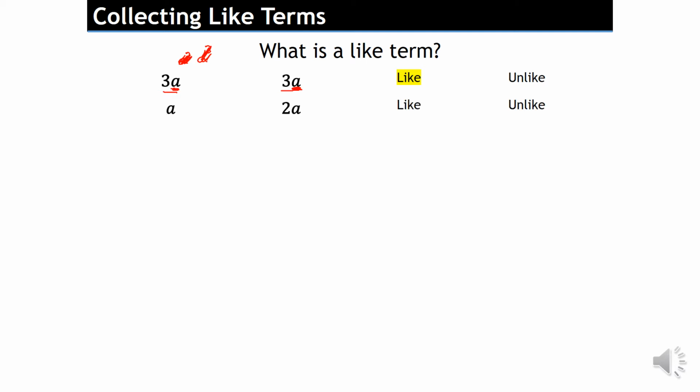Okay, so these two, look at the letter, does it have any powers? If it does, are they the same? Have a think, is this a like term? If you can remember this from earlier in the year, great, you can do this as a recap. Okay, so these two are like because they've both got a and they don't have any powers there, so we're all good. Okay, these two, have a think, are they the same as each other or are they different? Remember, they have to be the same to be like.